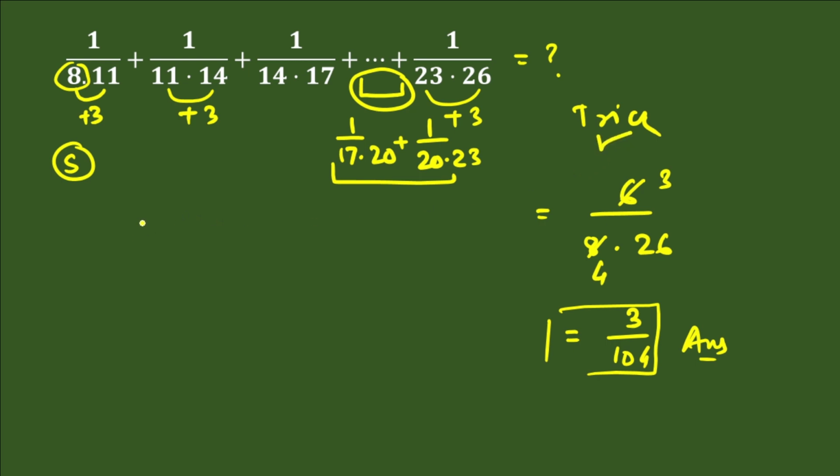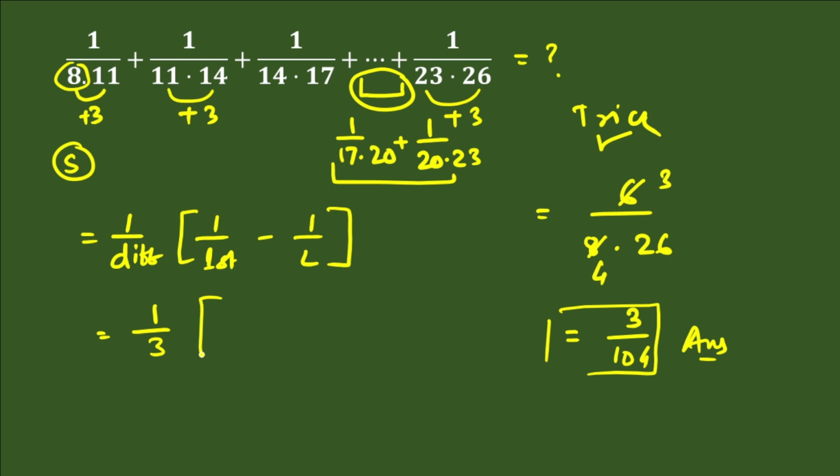Now the concept-based method. For that we write the answer as 1 by the difference, multiplied by 1 divided by the first term minus 1 divided by the last term. The difference here is 3, multiplied by the first term here, 1 by 8, minus the last term here, 1 by 26.